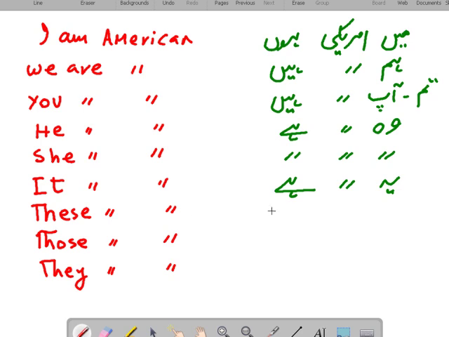These are Americans. Again, ये अमरीकी हैं, because for plural we use हैं. Those are American. वो अमरीकी हैं. They are American. Again, वो अमरीकी हैं.